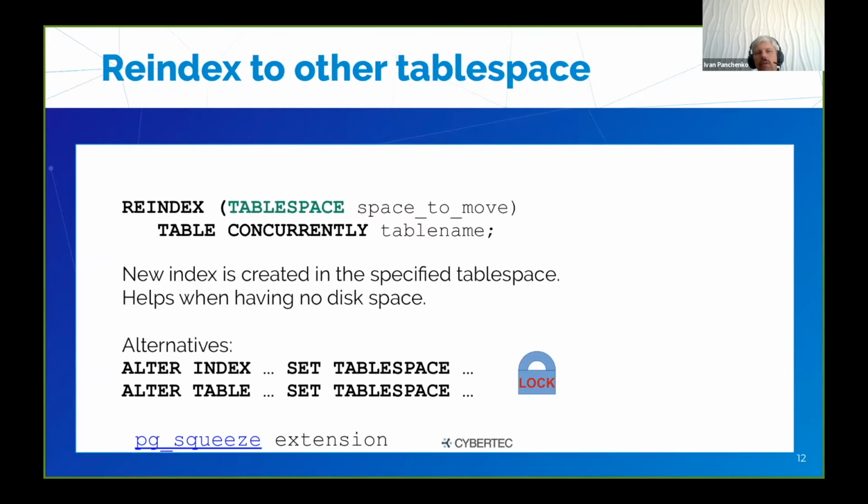Another optimization is concurrent reindexing to another tablespace. So now you can reindex a table concurrently to another tablespace. So it is lock-free in comparison with old alternatives. Before that, you needed to alter table or alter index to move to another tablespace, which of course requires a lock of the table for a long time. Or another alternative is an extension, pg_squeeze from Cybertec, which also allows moving tables and indexes without locking.